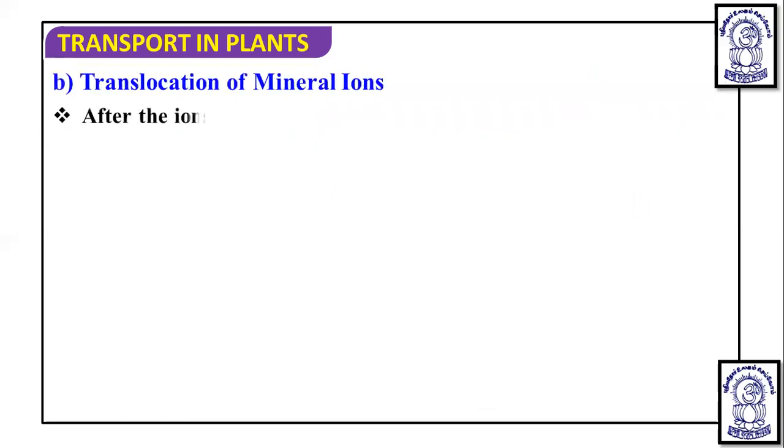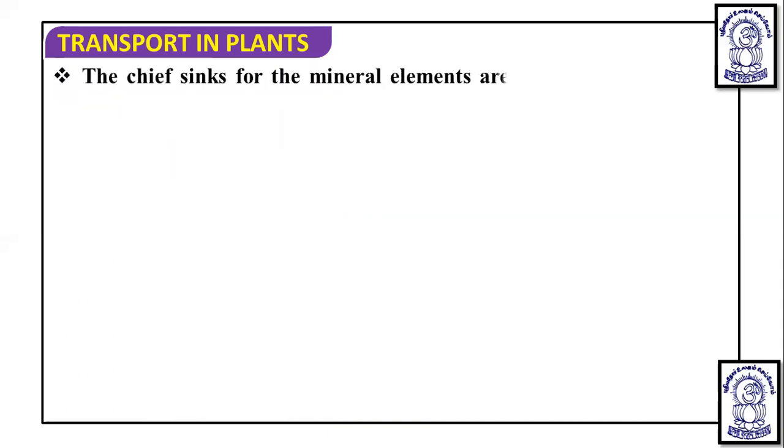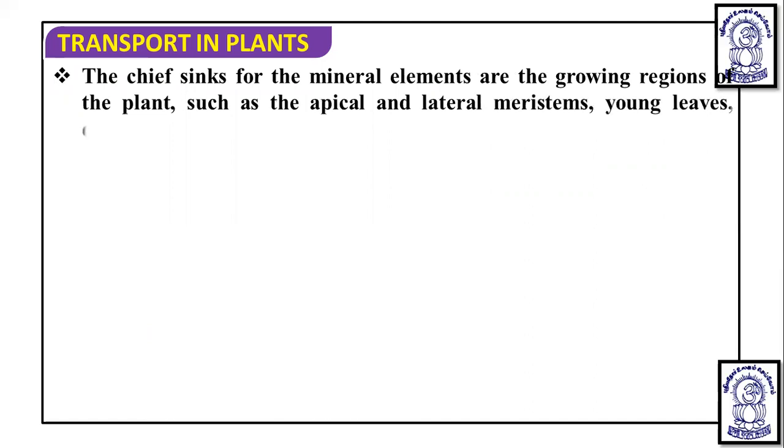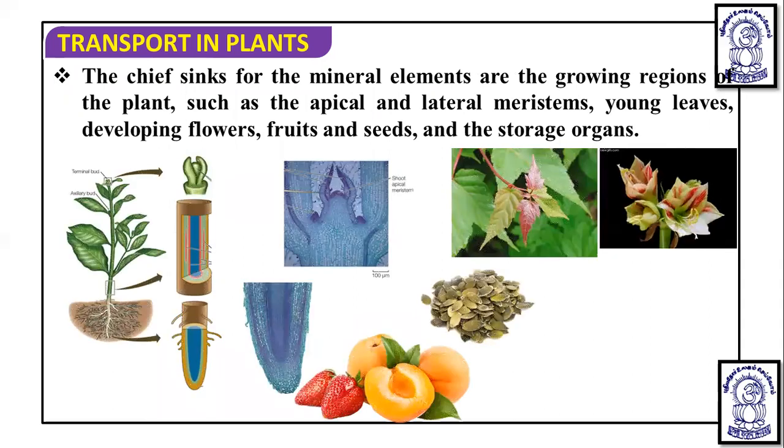Now, translocation of mineral ions. After the ions have reached the xylem through active or passive transport or a combination of the two, their further transport up the stem to all parts of the plant is through the transpiration stream. Along with the water, they are going to move upward in the plant. The main sinks for the mineral elements, where they are mainly required, are the growing regions of the plant, such as apical and lateral meristems, young leaves, developing flowers, fruits and seeds, and the storage organs. These young elements act as sinks.